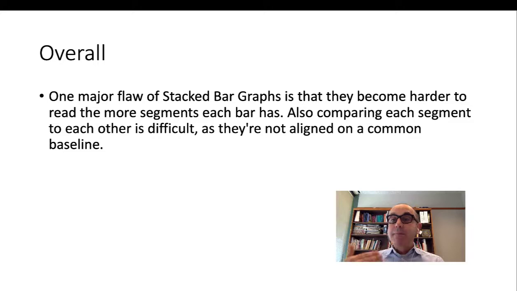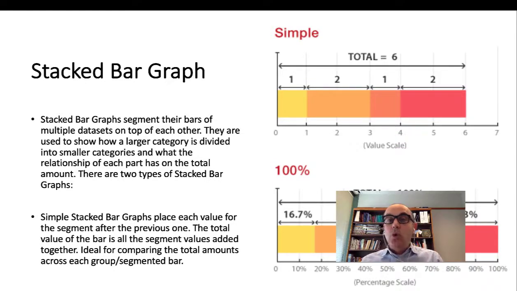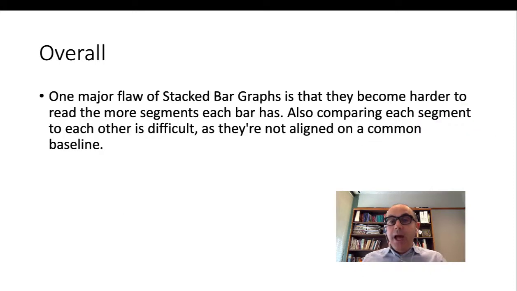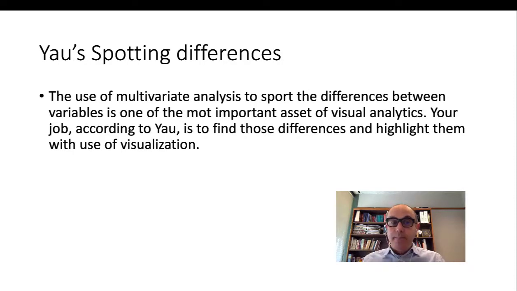However, the major flaw of this type of graph is that it becomes harder to read and to understand each segment. Comparing each segment is also really hard because you don't see what the difference is between 2 and 1, or between 16.7 and 33.3. This causes problems, and this is something that we need to be aware of when we are using this type of visualization to tell a narrative or to tell a story.